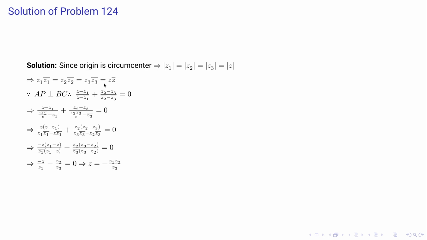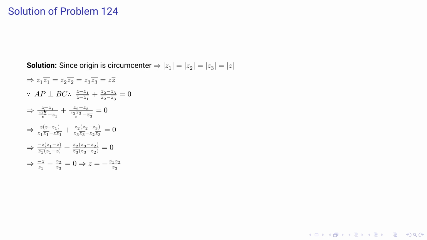Now AP will be perpendicular to BC because it is the altitude. Okay, so it will make an angle of 90 degrees. So we can write that (Z minus Z1) by (Z bar minus Z1 bar) plus (Z2 minus Z3) by (Z2 bar minus Z3 bar) is equal to 0.